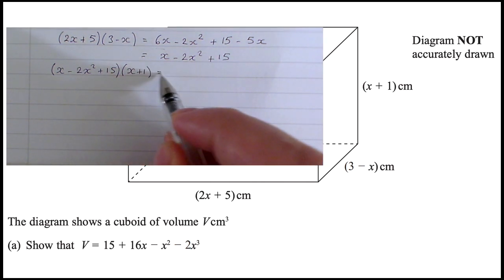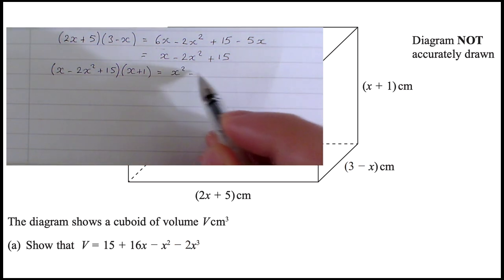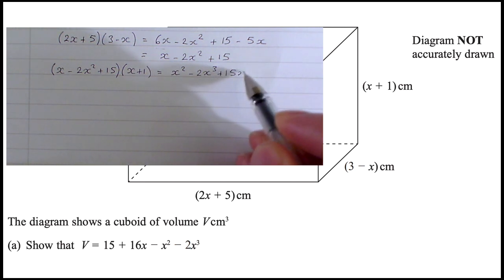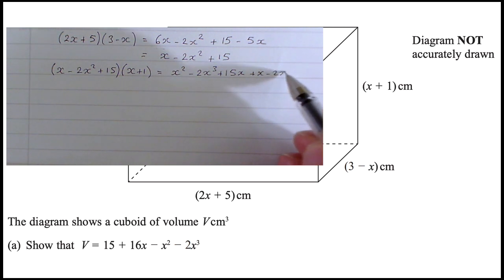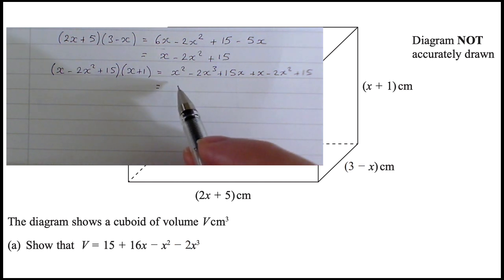And what I'm going to do here is multiply x by everything in the first bracket and then 1 by everything in the first bracket. I think that's probably the quickest way of doing it. So x squared minus 2x cubed plus 15x plus x minus 2x squared plus 15. Tidy that up a little bit.